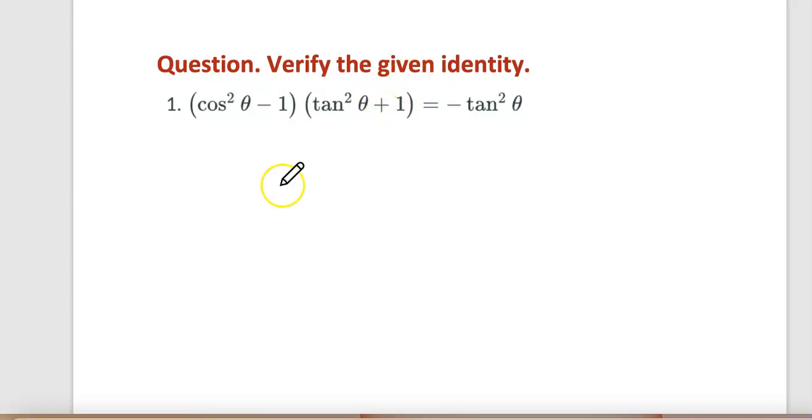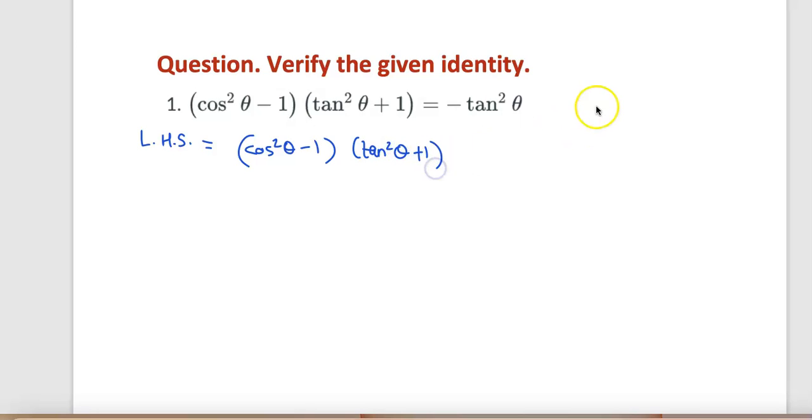In this question, what is given is, I can see from the left hand side, I see I have too many terms over here, so I will use this left hand side over here. So I'll write over here left hand side. So since this is my cosine square theta minus 1, let me rewrite it over here. So my left hand side is cos square theta minus 1, and this is my tangent square theta plus 1.